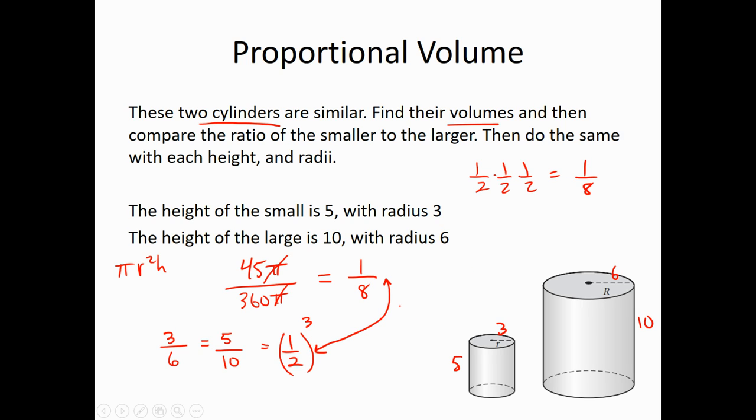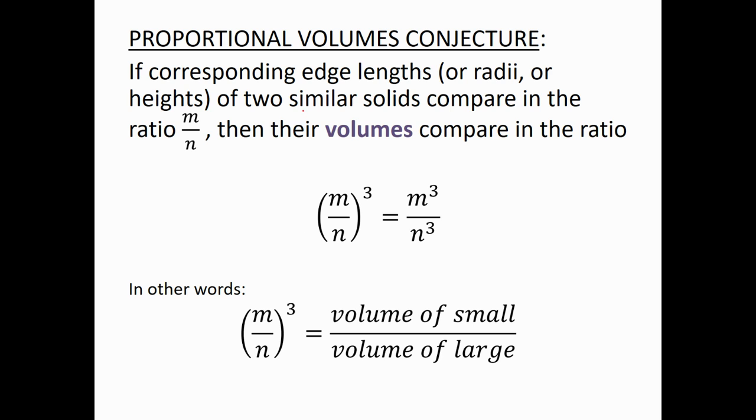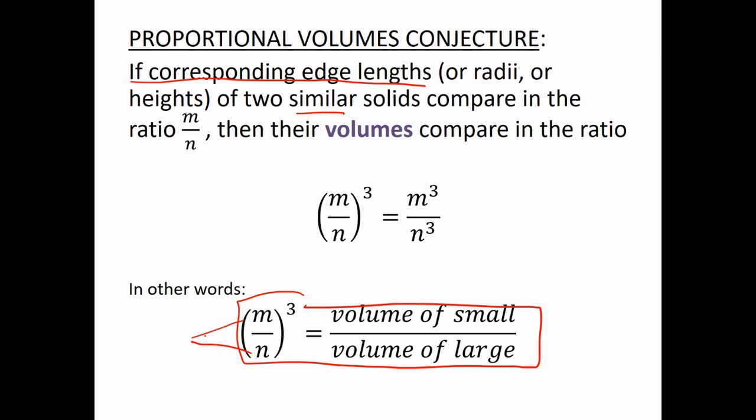So we see a similar relationship that we saw with area, only this time we're raising the corresponding lengths to the third power. So here's the formula, again, similar to what we found before. The corresponding edge lengths, radii, heights, etc., could be any lengths I give you. That's m and n. We put those in a ratio and we raise it to the third power. And then the ratio of their volumes will be equal to that. So just like before, the ratio of the radii was 1/2. So if I cube that, I get the ratio of the volumes.